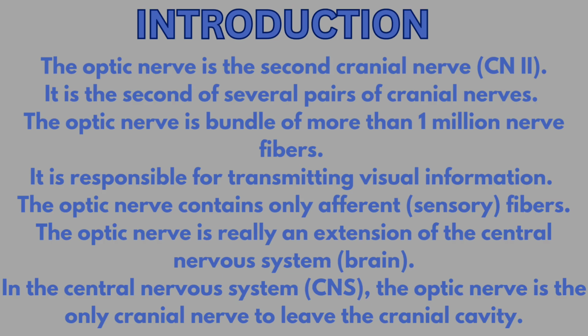The optic nerve is the second cranial nerve, CN2. It is the second of several pairs of cranial nerves. The optic nerve is a bundle of more than 1 million nerve fibers. It is responsible for transmitting visual information. The optic nerve contains only afferent, sensory, fibers.